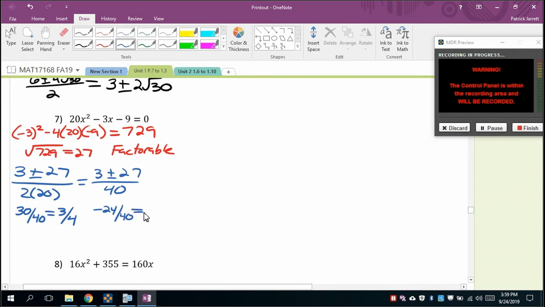And 3 minus 27, that would be negative 24 over 40. If we divide by 8, that would be negative 3/5. So we have our 2 solutions right here. Now, let's complete the square.